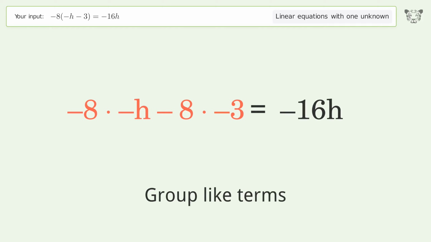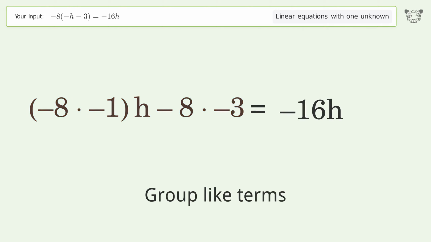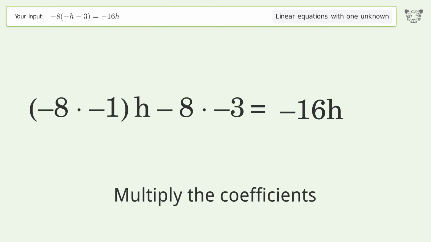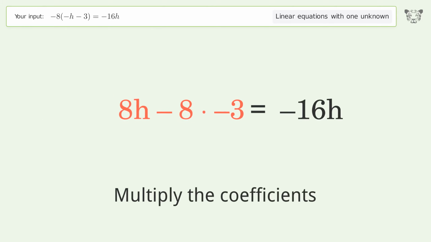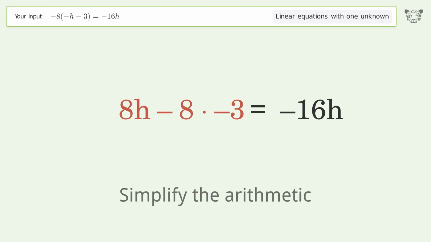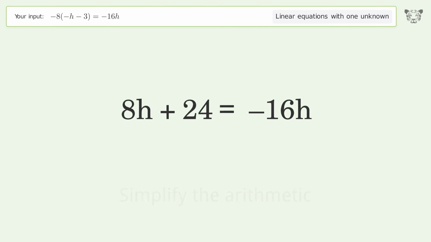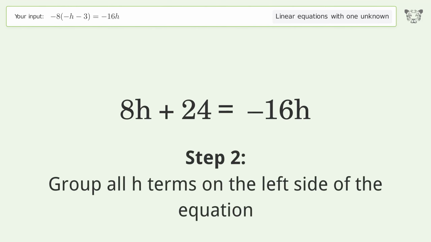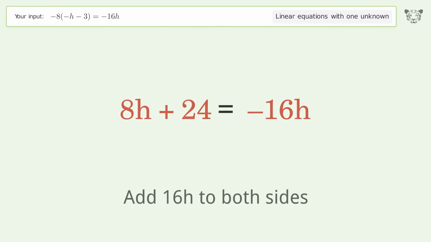Group like terms. Multiply the coefficients. Simplify the arithmetic. Group all h terms on the left side of the equation. Add 16h to both sides.